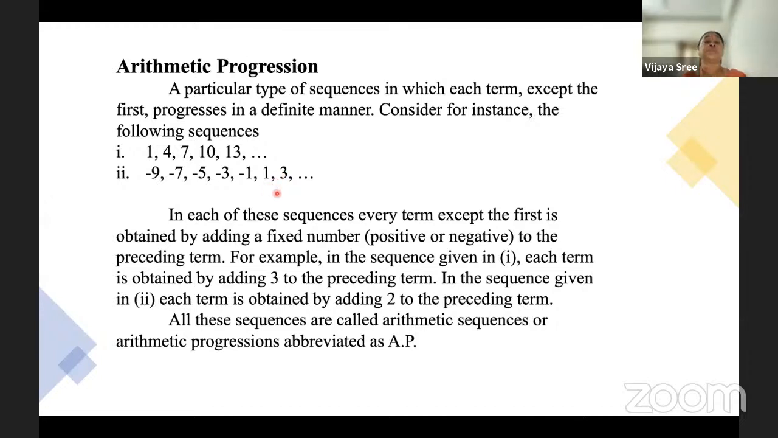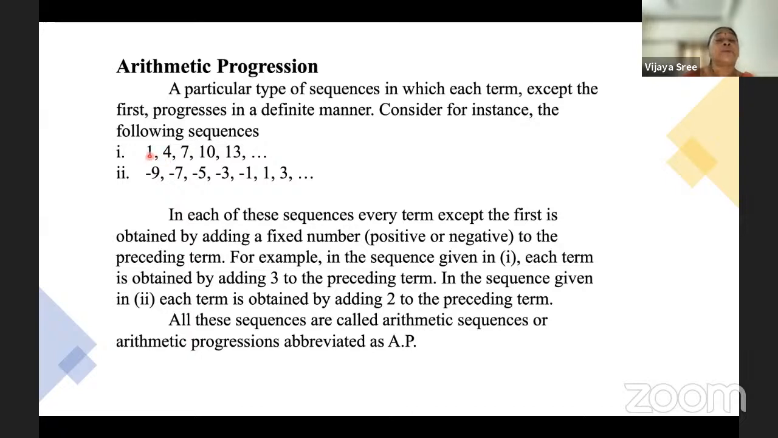In each of these sequences, every term except the first term is obtained by adding a fixed number, positive or negative, to the preceding term. For example, in the first sequence, each term is obtained by adding 3 to the preceding term. Here, these are all terms, and this is the preceding term.